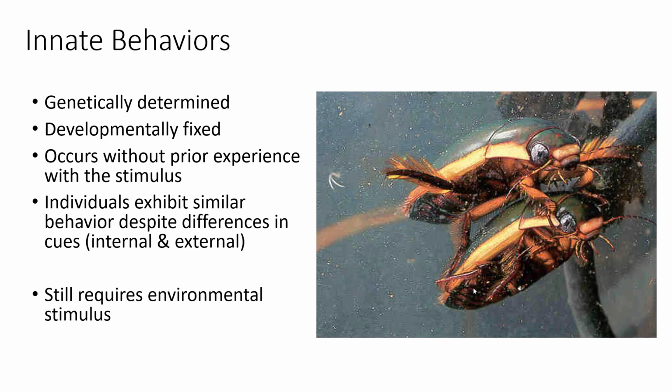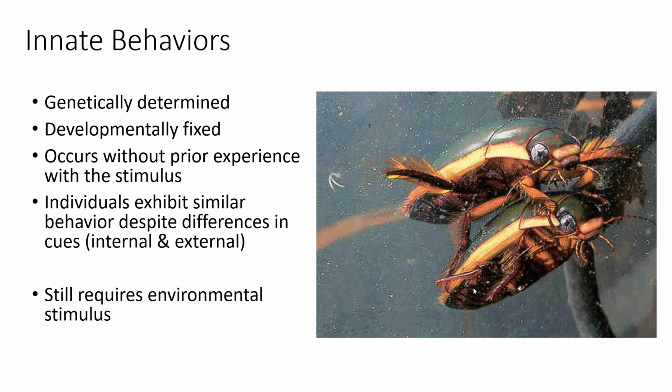Innate behaviors are genetically determined. They are developmentally fixed, meaning they occur at certain times during the lifespan. A larval beetle is not going to attempt mating, but an adult beetle is going to attempt mating. And these occur without prior experience with the stimulus. It's not like a beetle, if it wants to mate, has to read a manual on it and look at multiple different models.